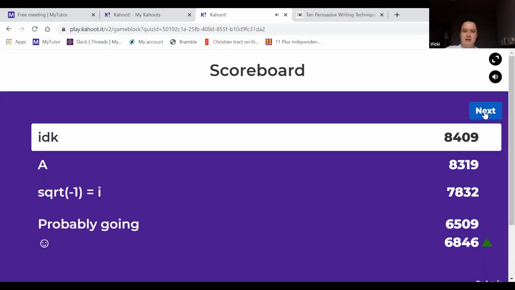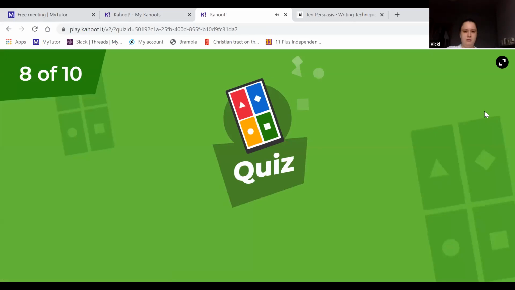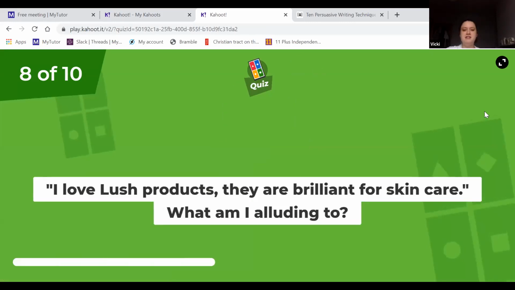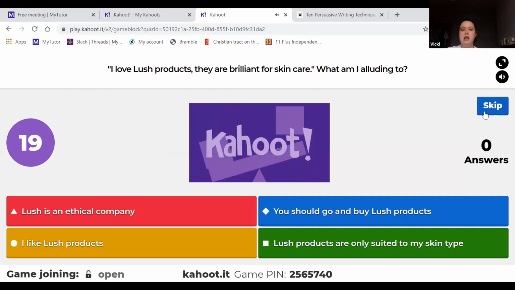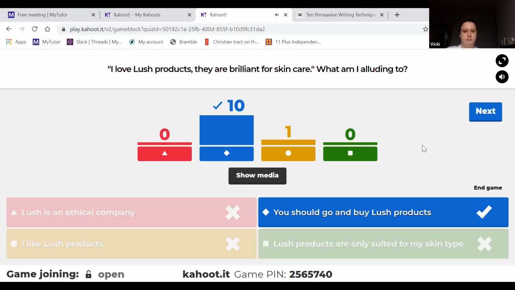Lovely, well done. You guys are flying through this now. I love Lush products. They are brilliant for skincare. What am I alluding to? What is the illusion? Fabulous, yeah.